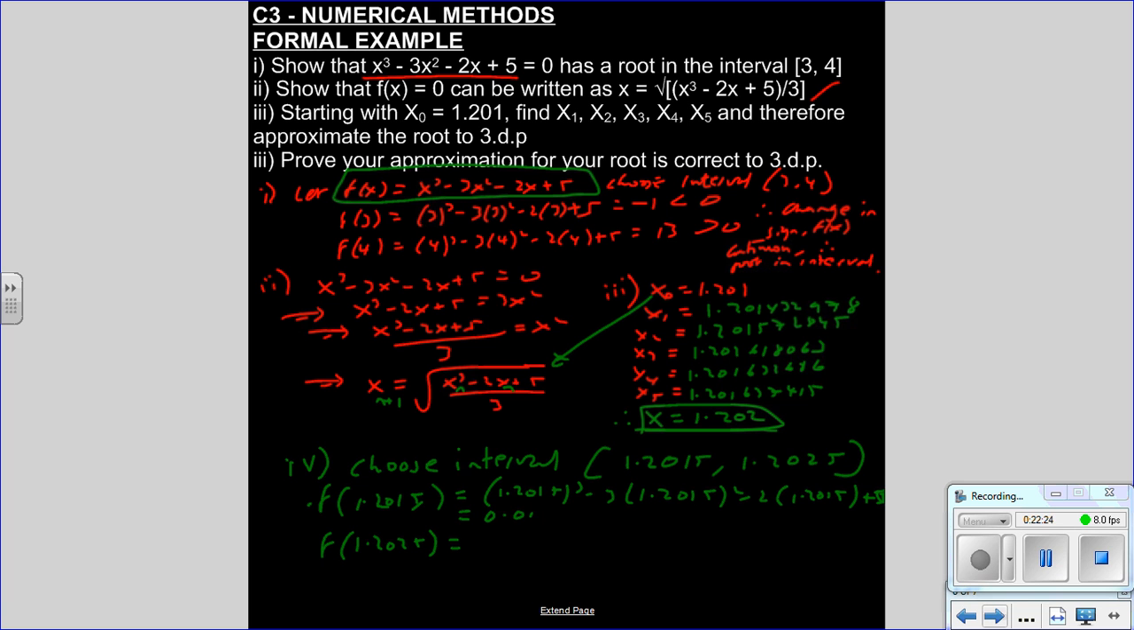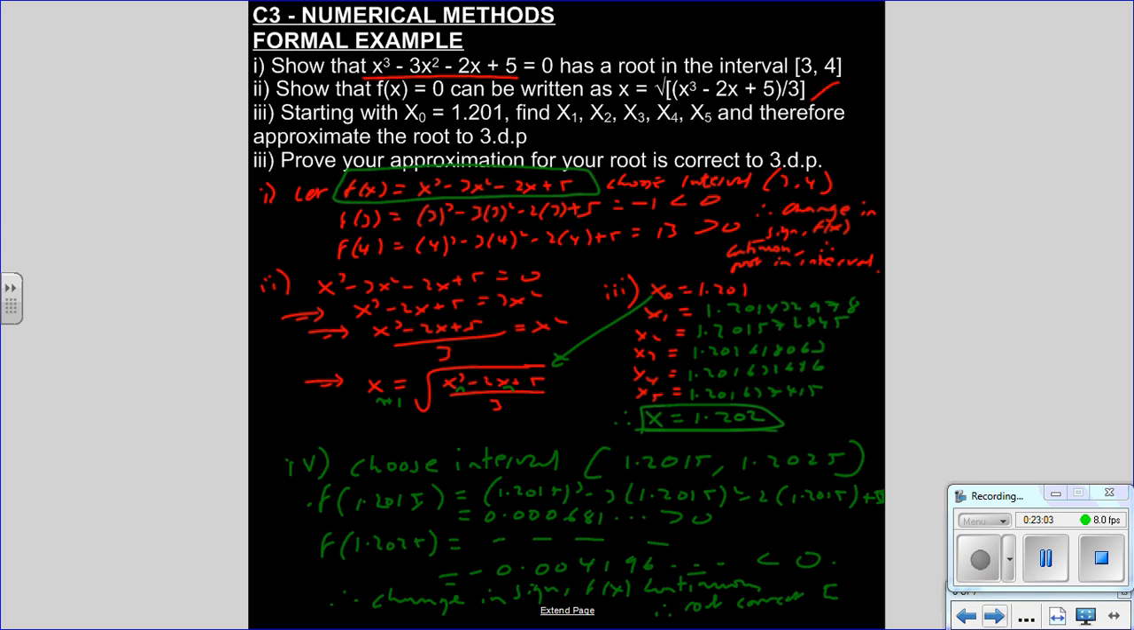So I get 0.0000681 dot dot dot dot. This is greater than 0. Do the same for here. 1.2025 answer cubed minus 3 answer squared minus 2 answer plus 5, minus 0.004196 blah blah blah, less than 0. Change in sign. It's worked. Change in sign. F of x continuous, therefore root correct to 3dp.